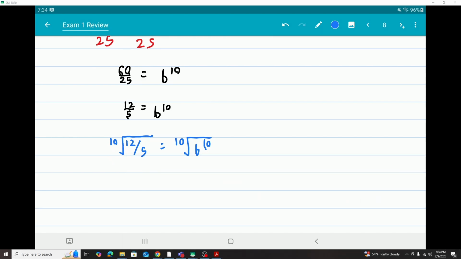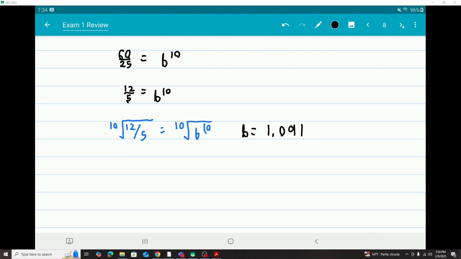So now let's just say b is equal to 1.0, and we'll round to 3 decimal places. On the exam it would tell you how many places to round to. So that's what we get, b equals 1.091. And so our answer at the end is 25 times 1.091 to the x.